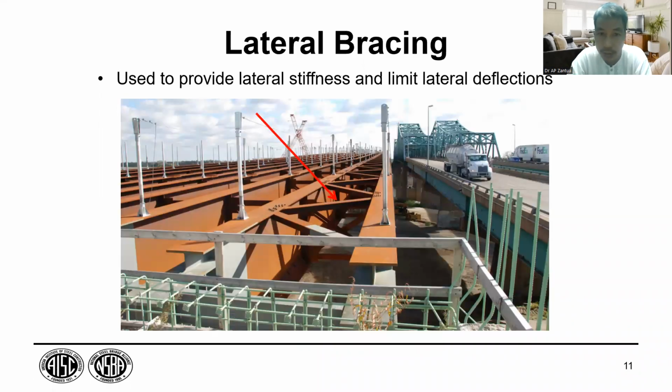So lateral bracing using truss-like elements. These are the lateral bracing, using truss-like elements, connected by using bolts or rivets. They are used to provide lateral stiffness and limit lateral deflection. Again, this is against local and global buckling.